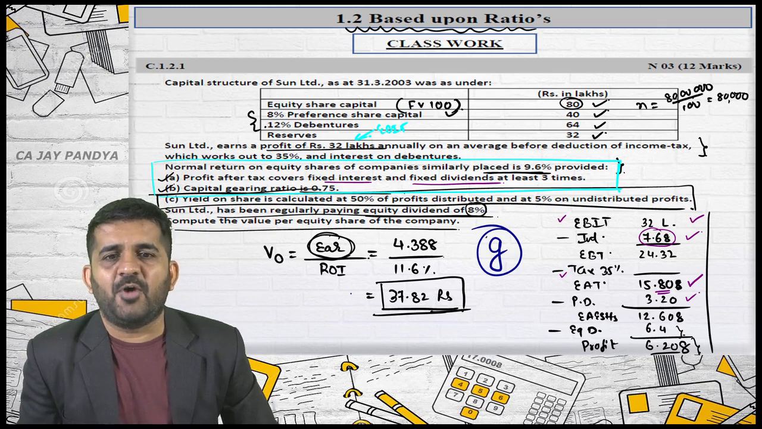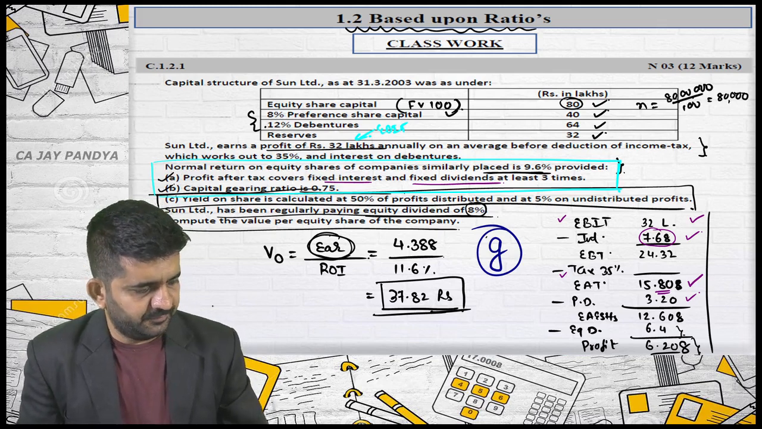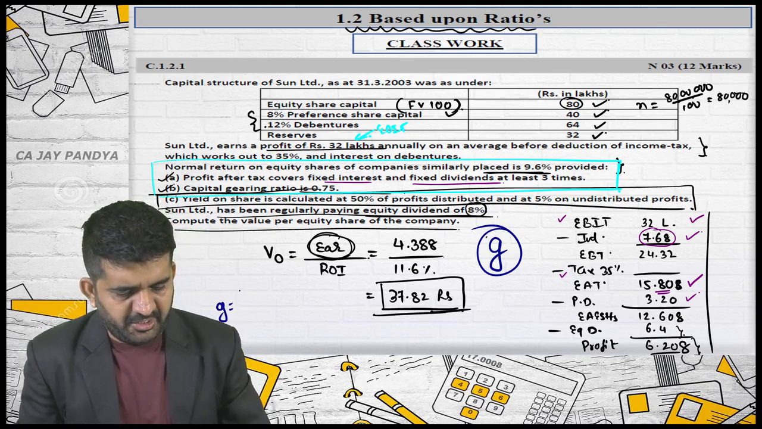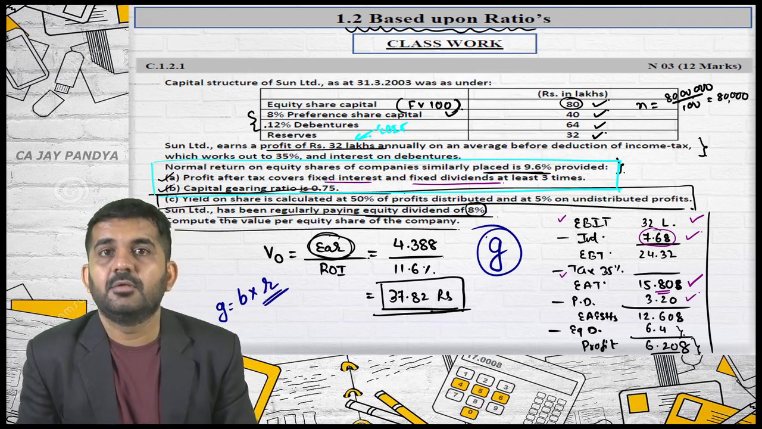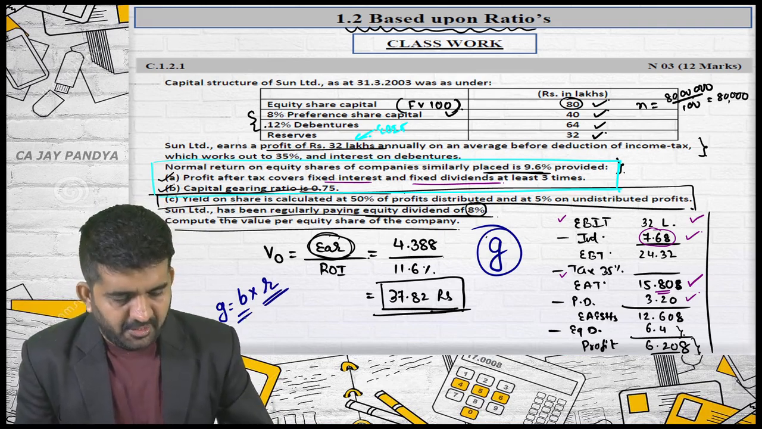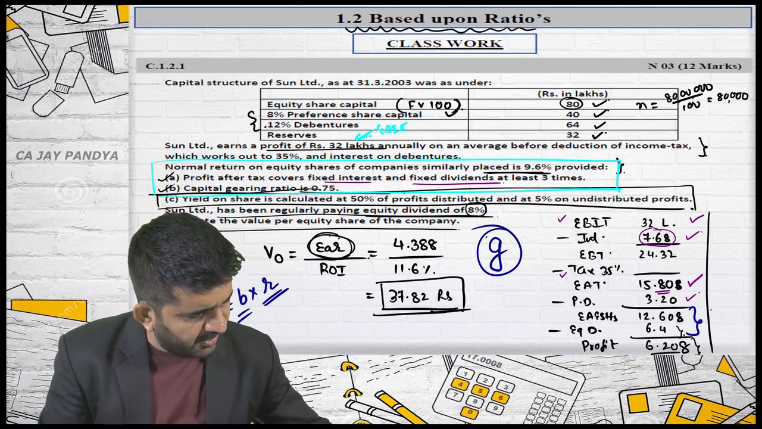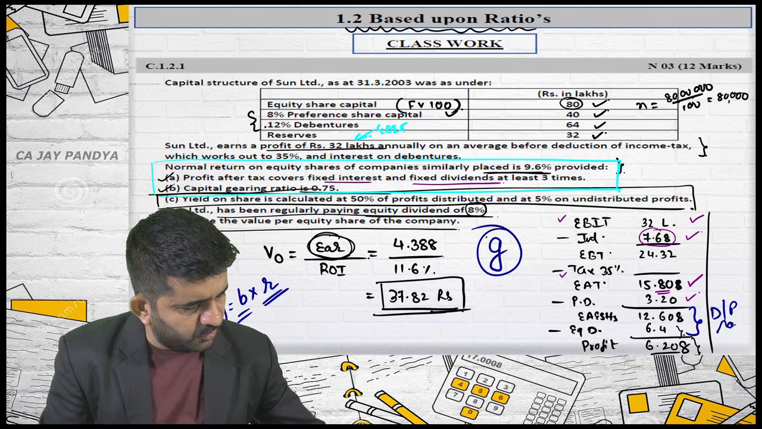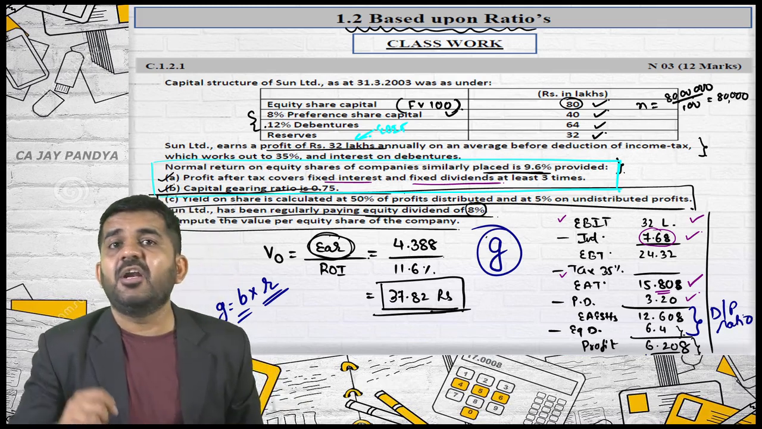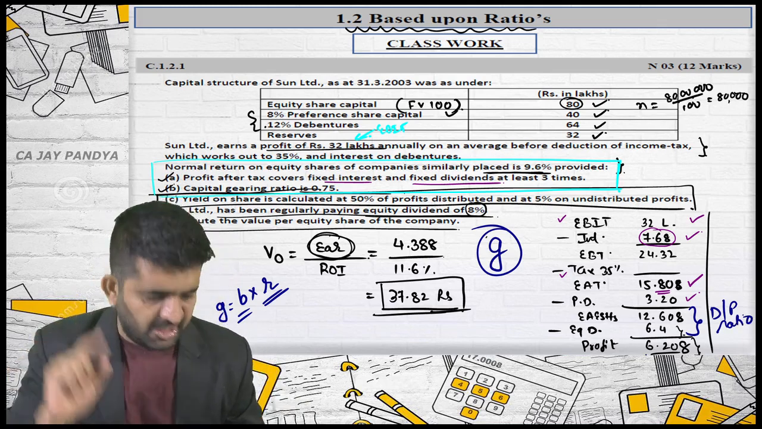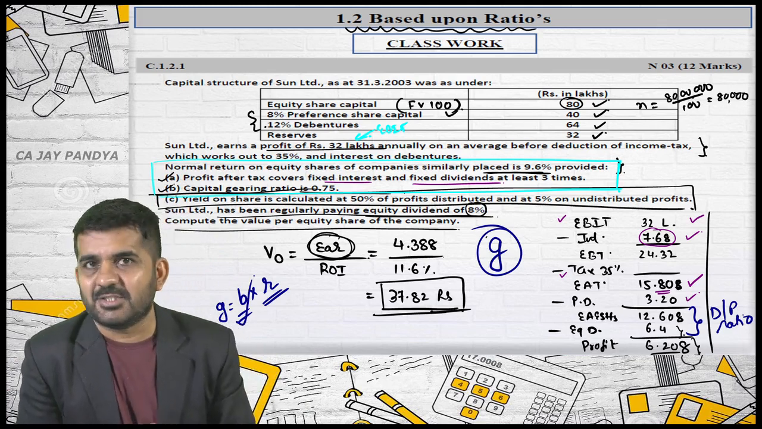There is only one formula to find out G. It is B into R. Can we find out retention ratio? Yes. From these two figures, I can find out dividend payout ratio, and 100 minus dividend payout ratio is retention ratio. So I can find out B.